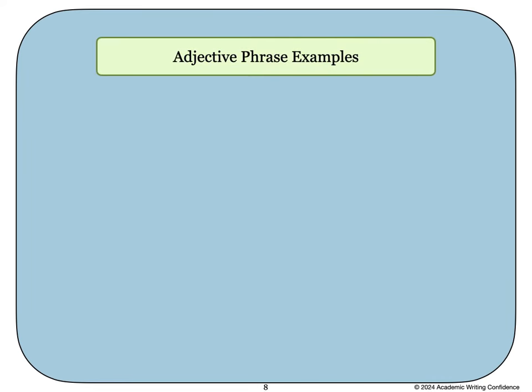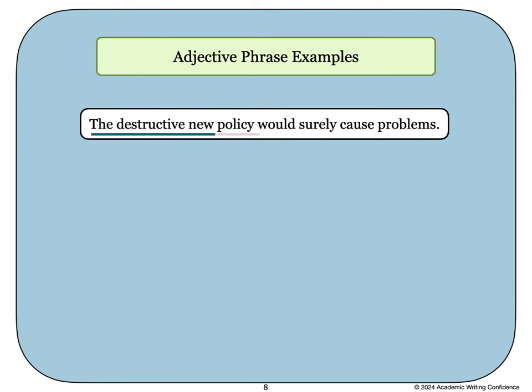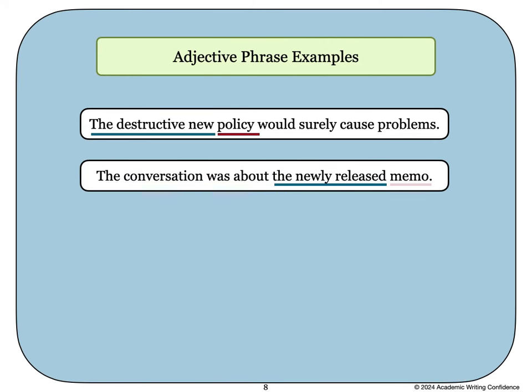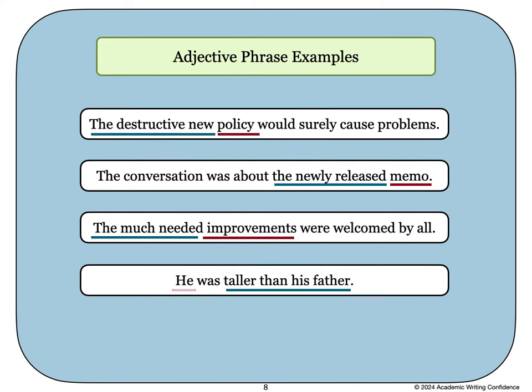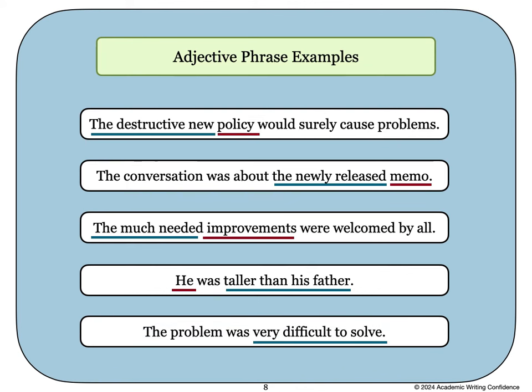Here are a few more adjective phrase examples. The destructive new policy would surely cause problems. The conversation was about the newly released memo. The much-needed improvements were welcomed by all. He was taller than his father. The problem was very difficult to solve.